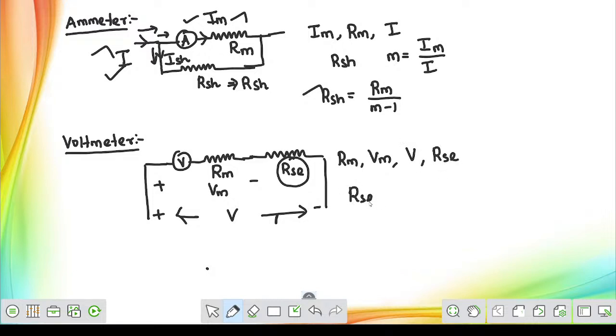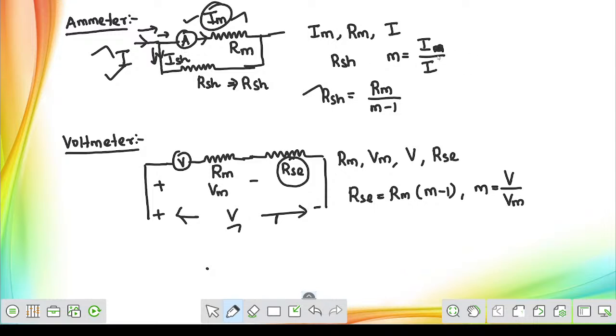You can use the same formula. Series resistance is equal to the meter resistance, but for the voltmeter the factor comes in the numerator, RSE = RM(M-1). And what about the value of M? There will be no change. Once again, it is the ratio between the total voltage V and Vm, which will be given. So the meter resistance will be given and the total value will be given. So here I took V, then take the ratio V by Vm. That is how we calculate the multiplying factor. Here also, see, I took Im.